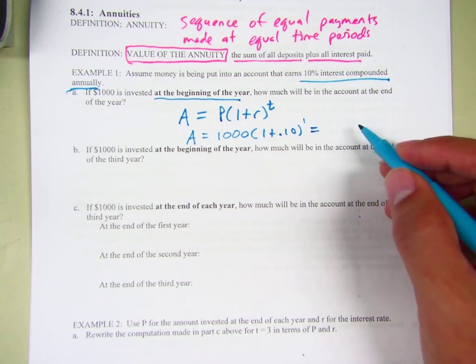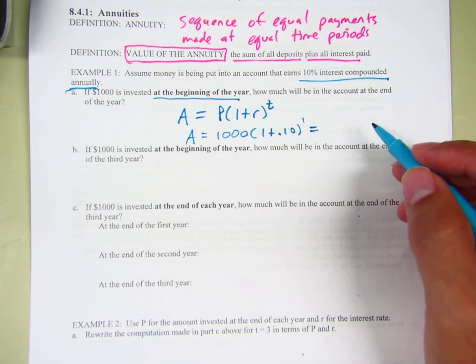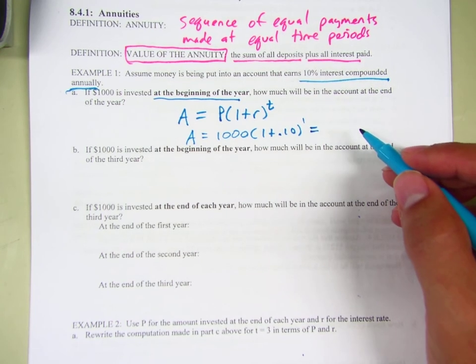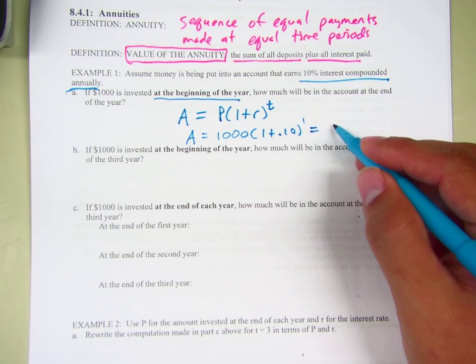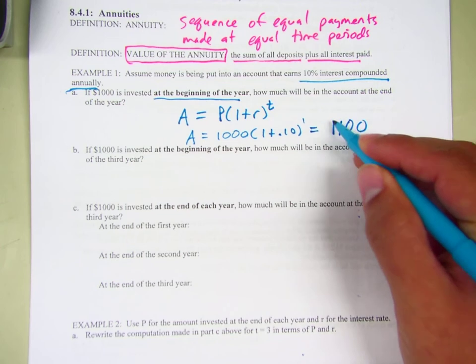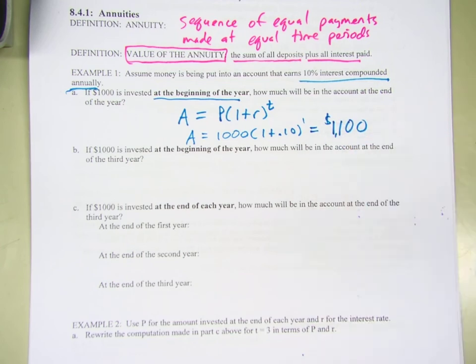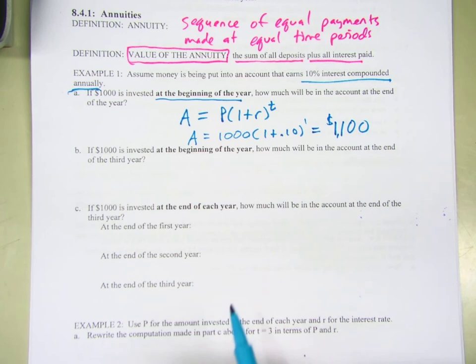What do we get at the end of the first year? Juliana, what are you getting? Yes, what are you getting? I got 1,100. Okay. Good. Part B.